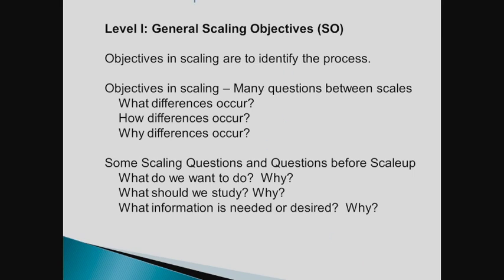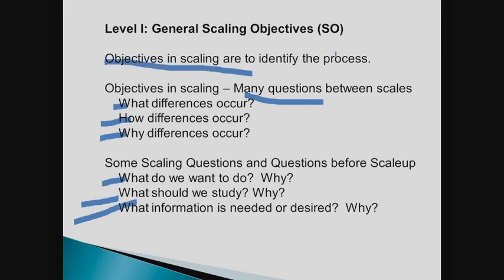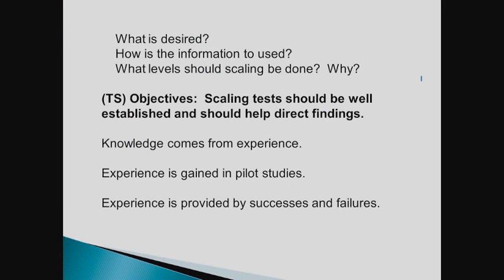So the general question is, what is occurring? How do differences occur? Why do differences occur? Many, many questions. What do you want to do? Why do you want to study it? What information is needed? General scaling objectives are to answer a lot about what you want. All kinds of questions. What's desired? What's the information? How's the information going to be used? What level should be scaled to?